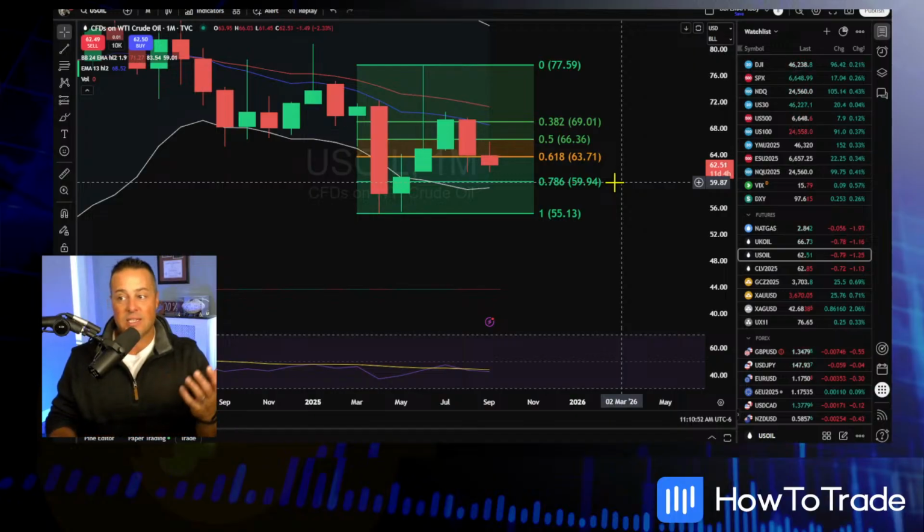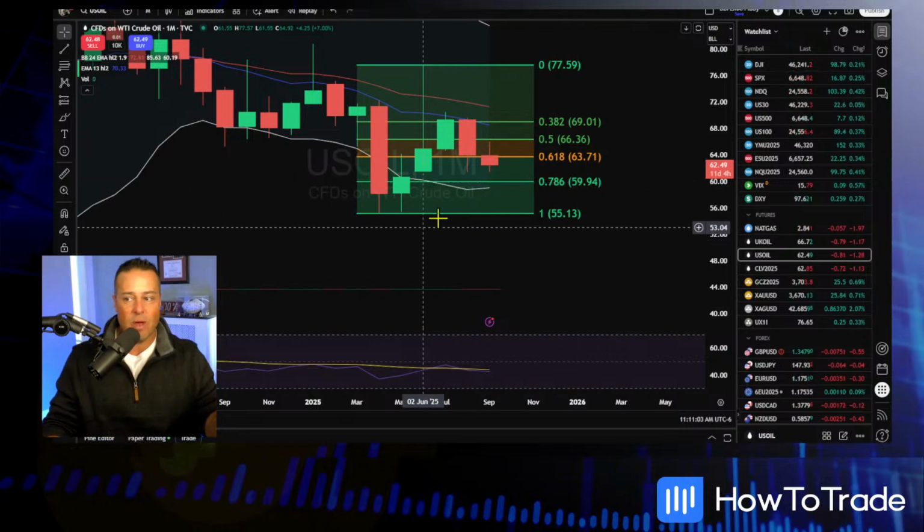What we want to see is a test of, say, 60. Do you want to scalp from 60? Yeah, probably 25 to 50 pips in, out. Get what you're going to get right away, and then just get out. Because once 60 breaks, we can easily make a run at this double bottom.